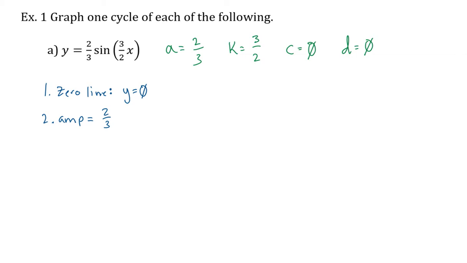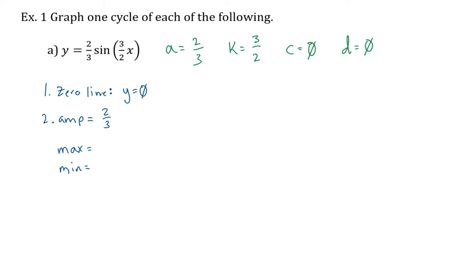The reason why I do these two first and together, and the order doesn't matter, I could do amplitude first and the 0 line, is that the two of them make up the max and the min. I want the 0 line because points land on the 0 line, but I also want the amplitude because I need the max and the min, since points land on the max and the min.